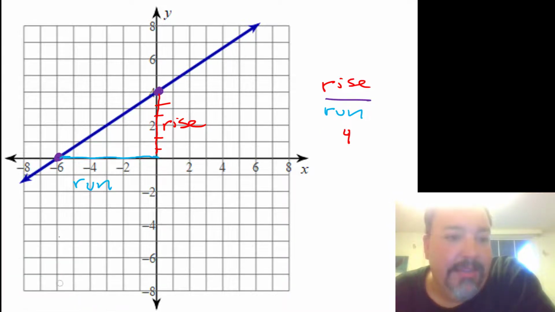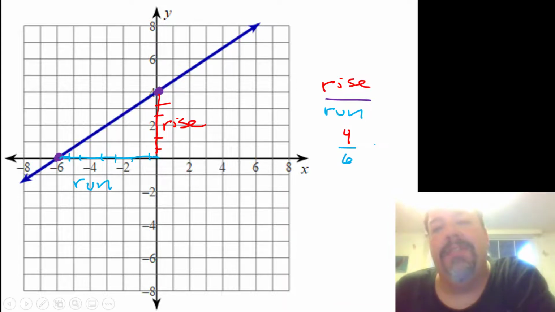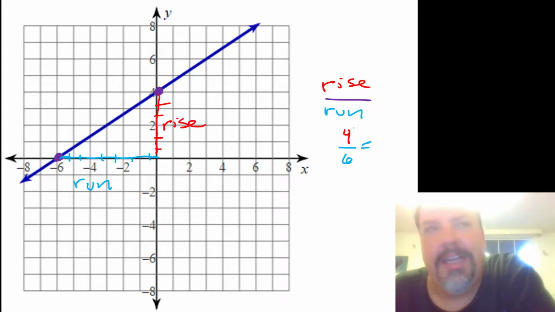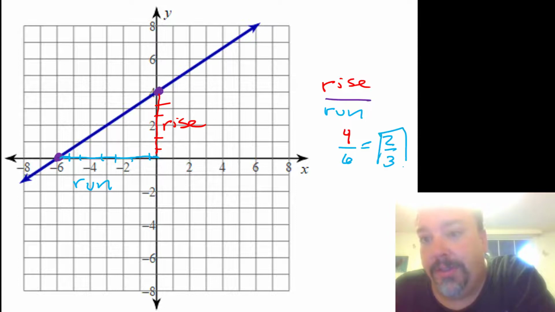And if we start over here, how far is it going? 1, 2, 3, 4, 5, 6. It's got a run of 6. And when we're given slope, we're going to write it as a fraction and make sure it's reduced. Now, if it comes out to a whole number, we're just going to write the whole number. Like if it came out to 6 over 2, we would just write 3. Here, we're going to write 2/3. So 2/3 is the slope of this line.